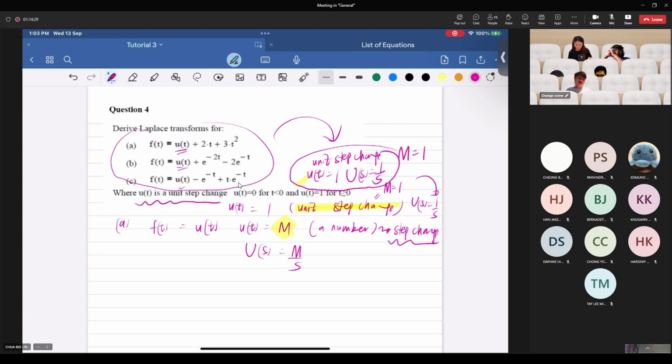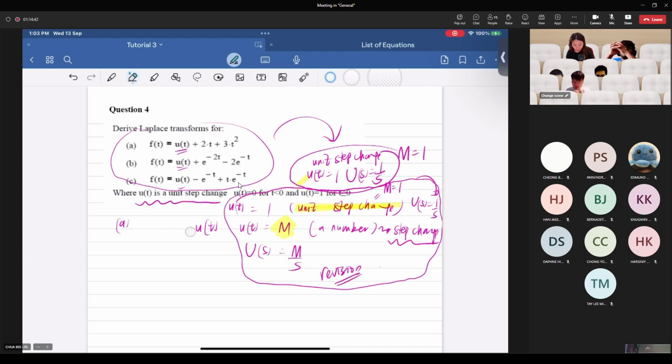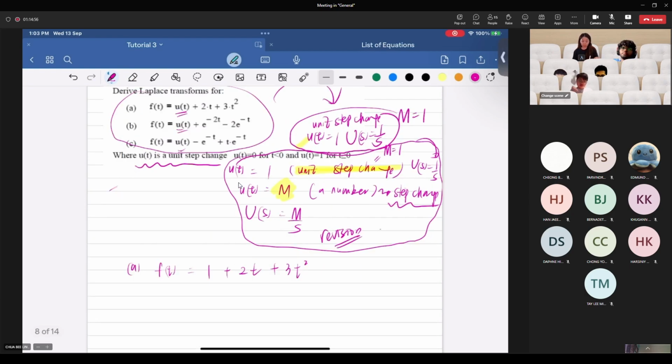Okay, so the one I bracket over here is just a revision. So this one is revision. Okay, now copy the question. I've moved to the bottom a bit. So A, f(t) equals 1 plus 2t plus 3t squared. So this is exactly the one you can get the direct conversion from the Laplace transform table.